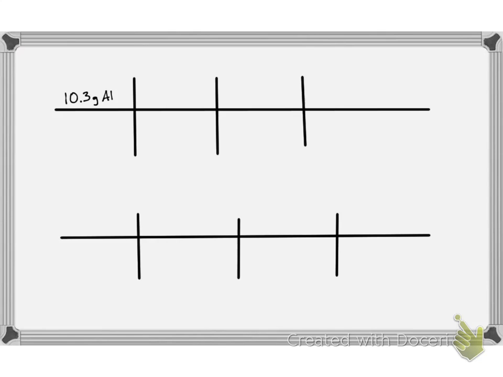So the same process applies. Got to convert this first to moles. And we know that 1 mole of aluminum has a mass of 26.98. We're getting this from our periodic table, so you always want to make sure you're going back and you have it handy.